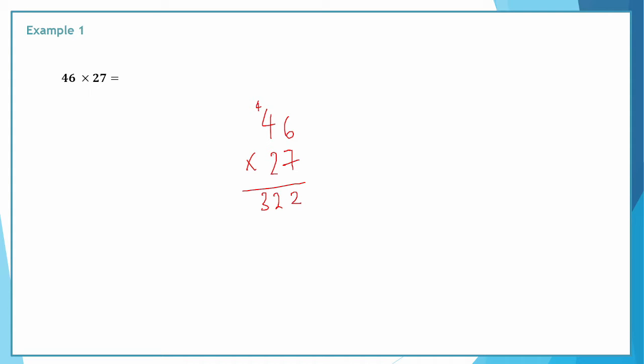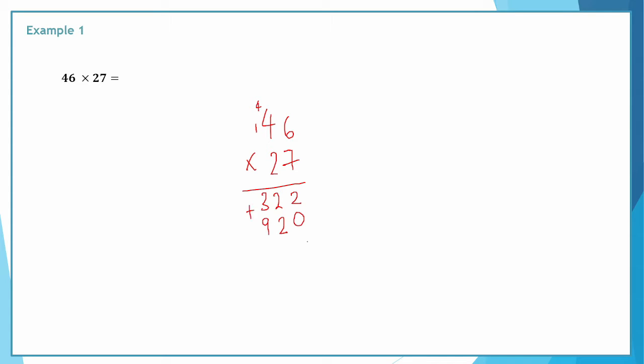Now, because we're moving on to the tens column of this number, we have to start with a 0 already here. And then we can just do it like we would normally do a column multiplication. So 2 times 6 is 12. Then we carry the 1. 2 times 4 gives us 8, plus the 1 gives us 9.